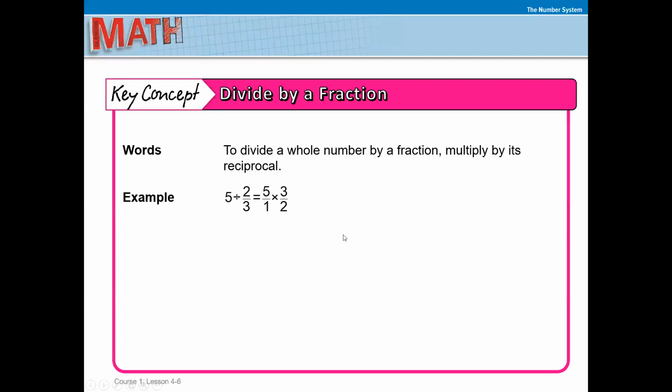Key concept: divide by a fraction. To divide a whole number by a fraction, multiply by its reciprocal. 5 divided by 2/3 equals 5/1 times 3/2. They kept the first one the same. They changed the operation from division to multiplication, and then they switched the fraction to its reciprocal.